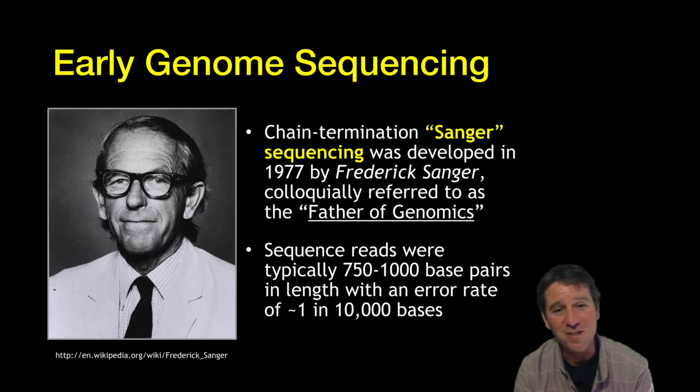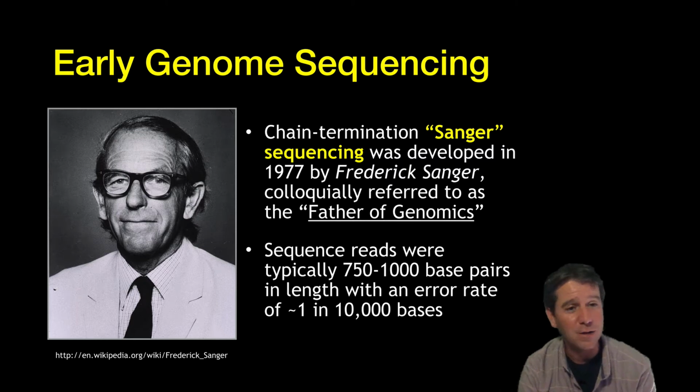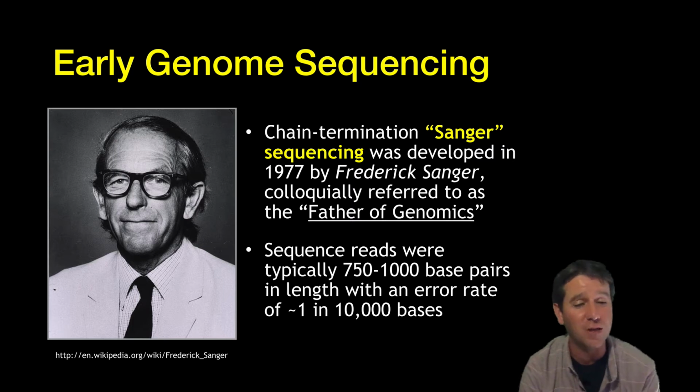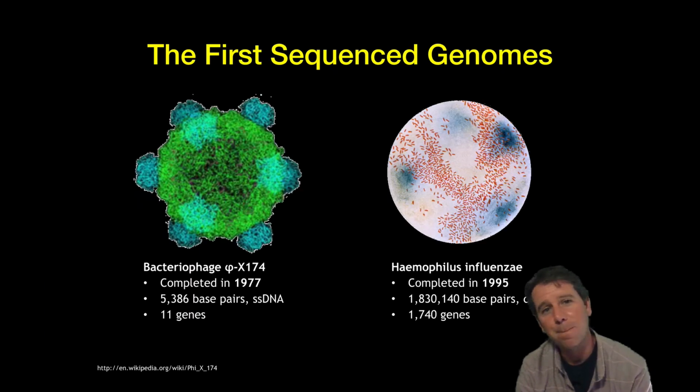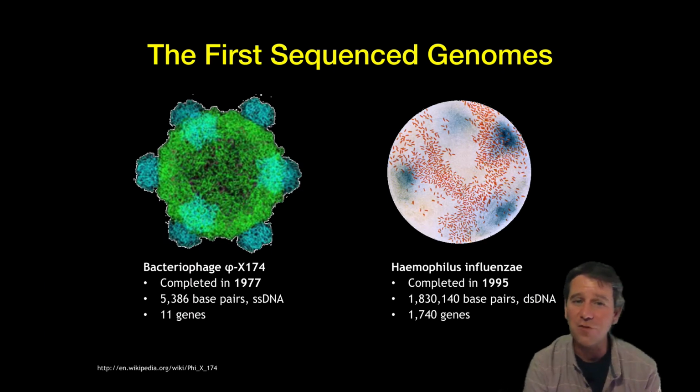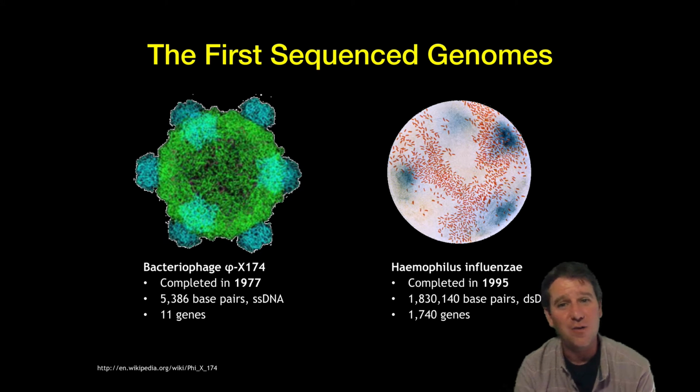Now, the problem with Sanger sequencing, or indeed capillary sequencing, is scaling up, right? And the cost associated with that and the time it would take to do this on large genomes and many, many genomes. It's just not feasible. It was back in the 70s, right? The first genomes sequenced using these approaches were pretty modest. Phi-X, for example, a bacteriophage, completed back in 1977. It had 5,386 base pairs of single-stranded DNA, only 11 genes.